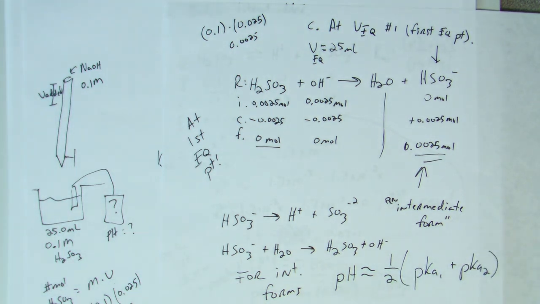So we simply average the pKa's, and that's a pretty good estimate of what the pH is for the solution of the intermediate form right there at that first equivalence point.